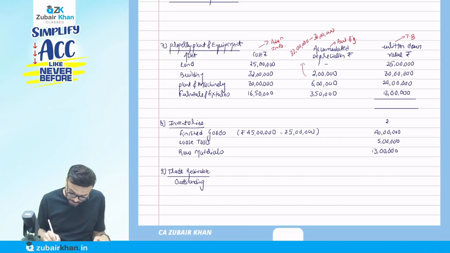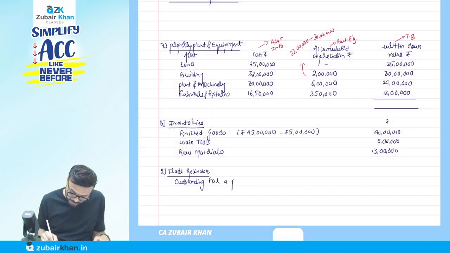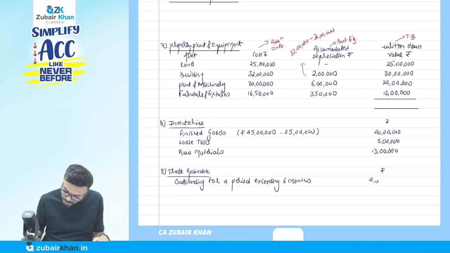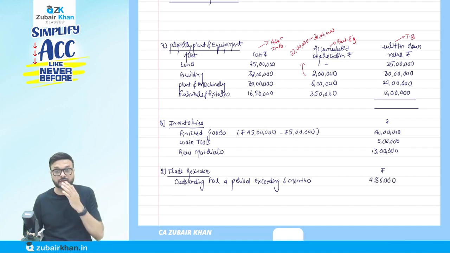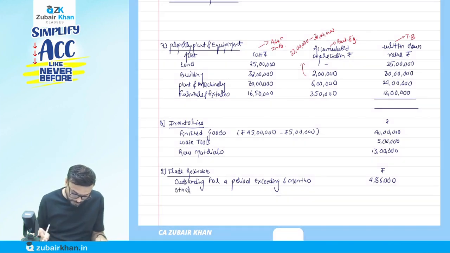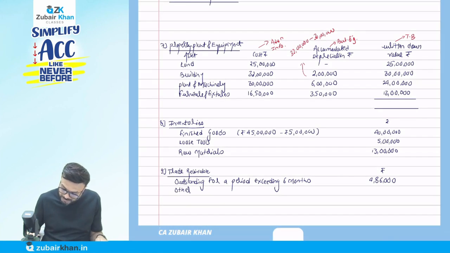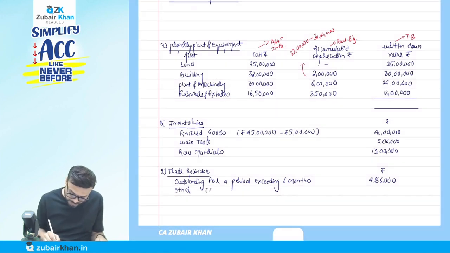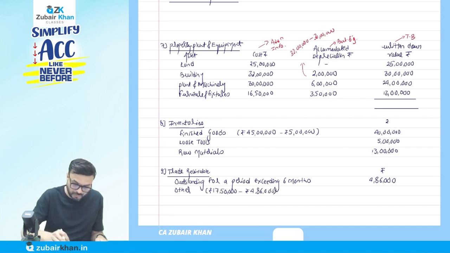For a period exceeding 6 months, 4,86,000. Now we have here other. So total amount is mentioned there 17,50,000. So 17,50,000 minus 4,86,000.